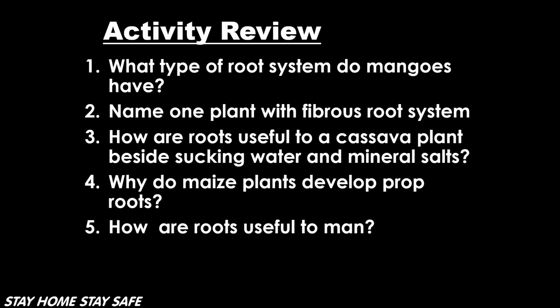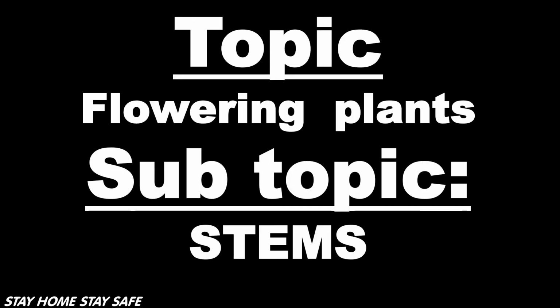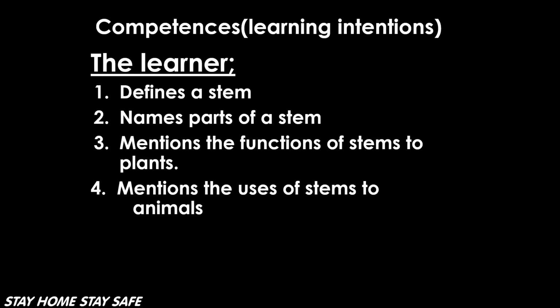So my children, today, as I've already mentioned, we are looking at the stems. In fact, I've even moved out there and got one good stem from a plant. So we are going to see what a stem is. Two, we shall look at the parts of a stem. And three, the functions of the stem to the plant. And four, we shall look at the uses of stems to animals, just like we saw for the roots. So this time we are looking at the stem specifically.